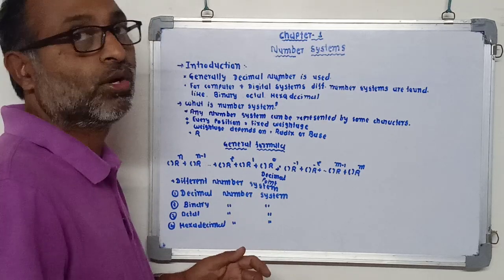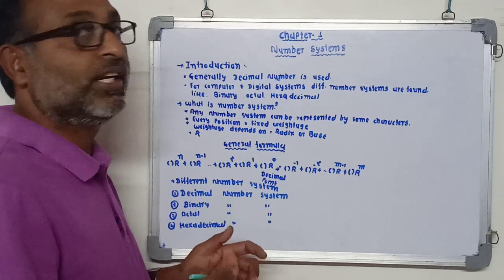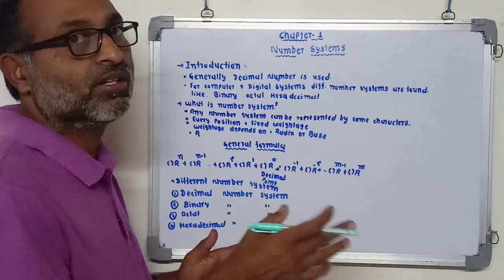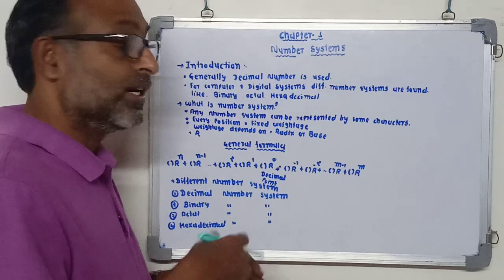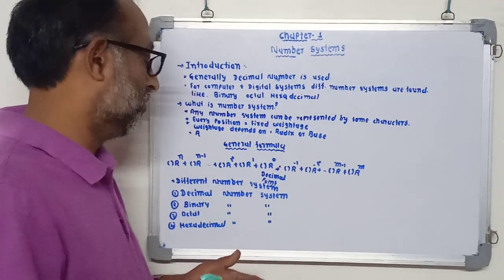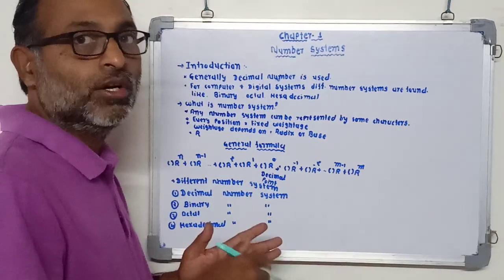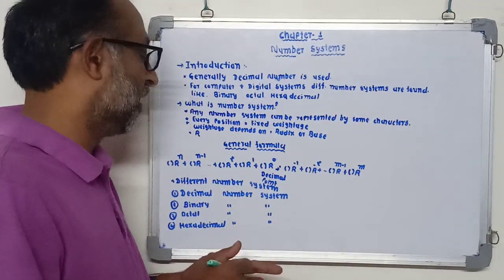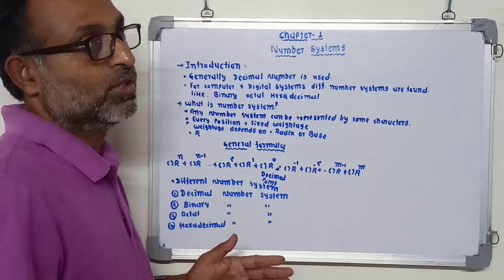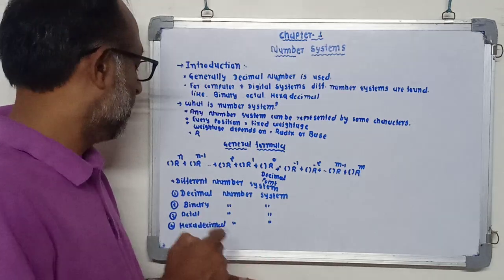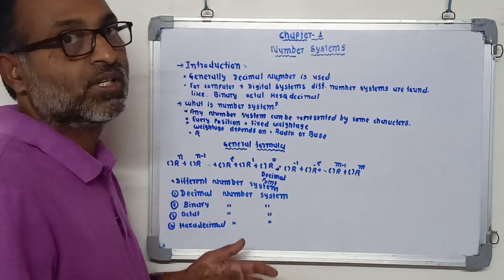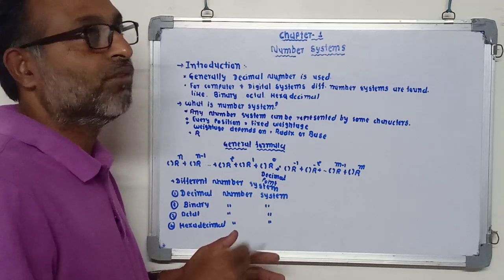Now, the different number systems. Here we are using 4 types of number systems. First, decimal number system. Second, binary number system. Third, octal number system. Fourth, hexadecimal number system. Here we will study all these different number systems. Now let us see them one by one.